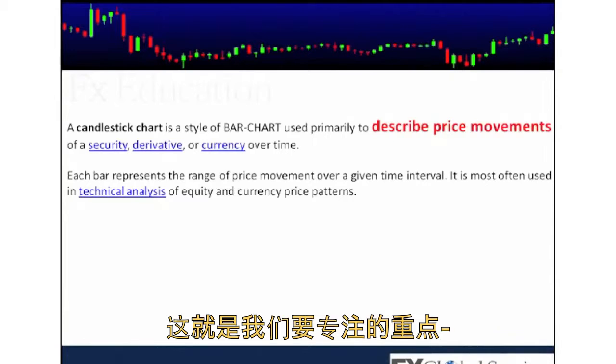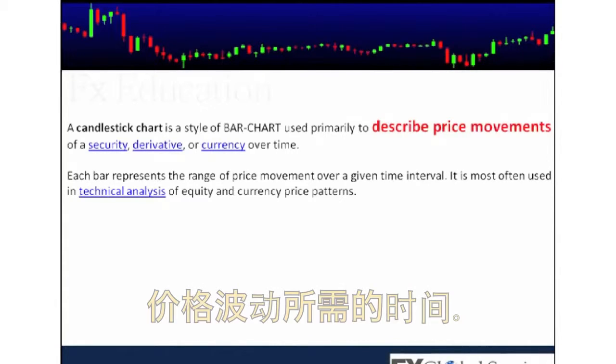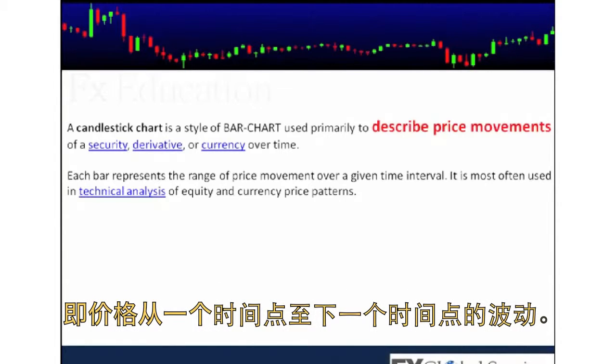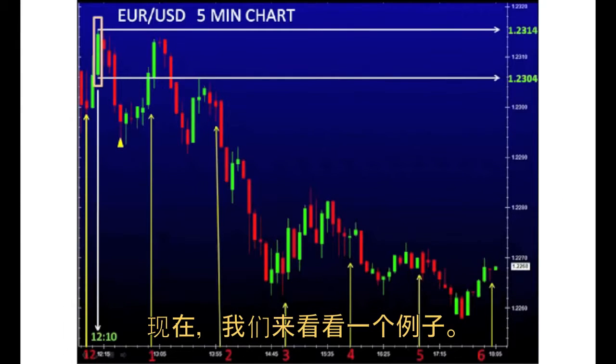For now, all you're going to concentrate on is the price and the amount of time it took, depending on the time frame that we're using, for a candle to form itself and the price to move from a certain time to a certain time. Now allow me to give you an example.